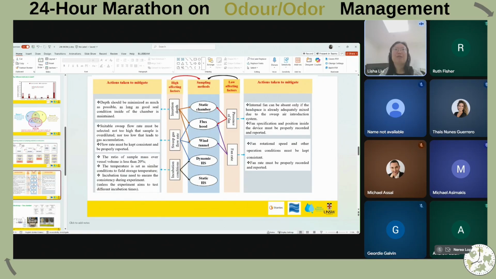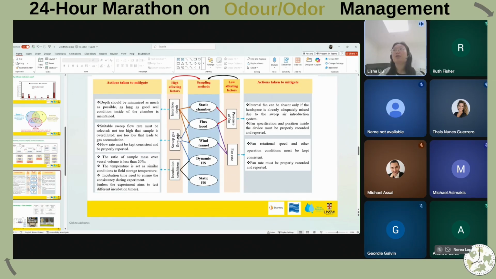This matrix figure summarizes the main influencing factors for the different sampling methods and the recommended mitigation actions. There are some high-affecting factors, for example insertion depth. The way to mitigate the effect of the insertion depth is to minimize the depth as much as possible, as long as we can ensure that a good seal condition inside the chamber is well maintained.